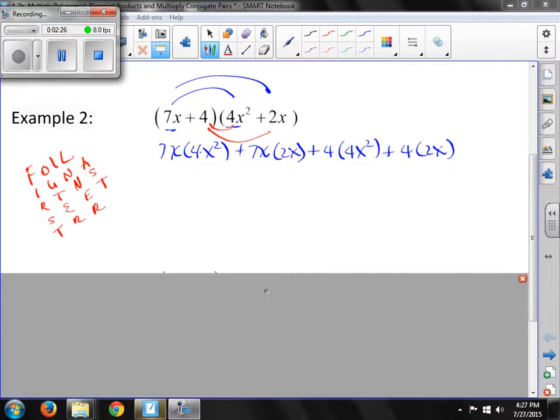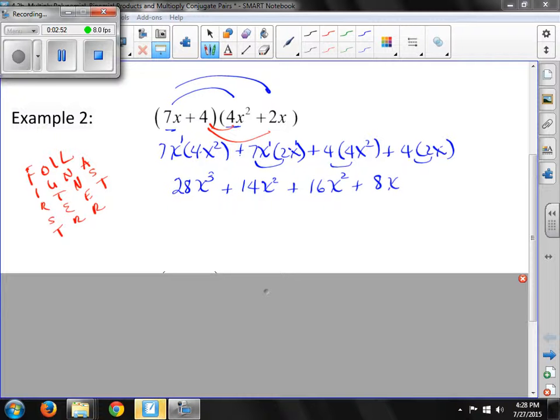So my 7x times my 4x squared, 7 times 4 gives me 28, and x to the first times x to the second gives me x to the third, plus my 7 times 2 gives me 14, and my x to the first times x to the first gives me x squared, plus 4 times 4 gives me 16x squared, plus 4 times 2x gives me 8x.